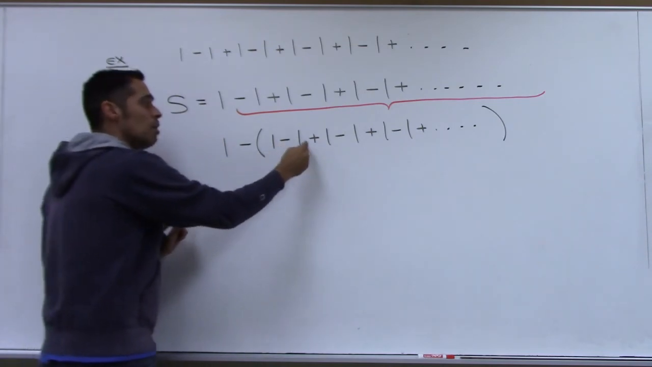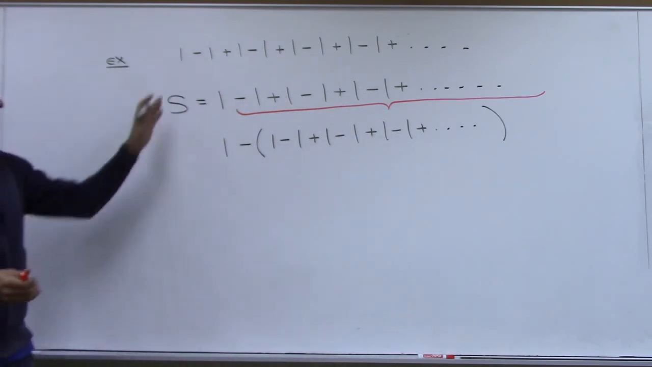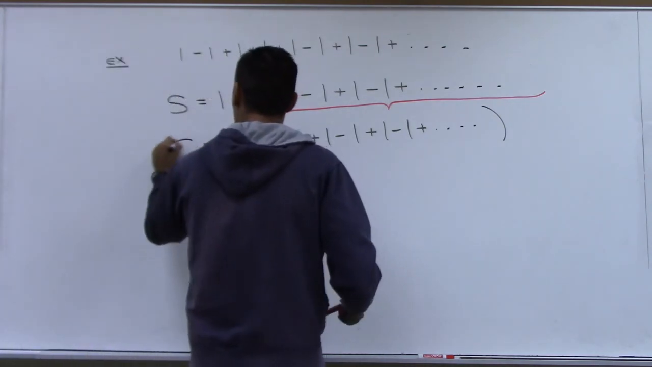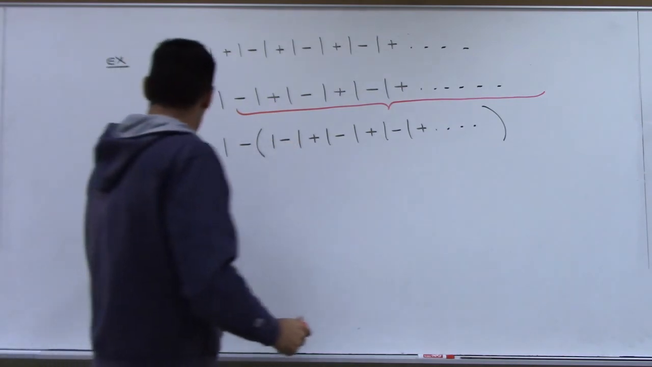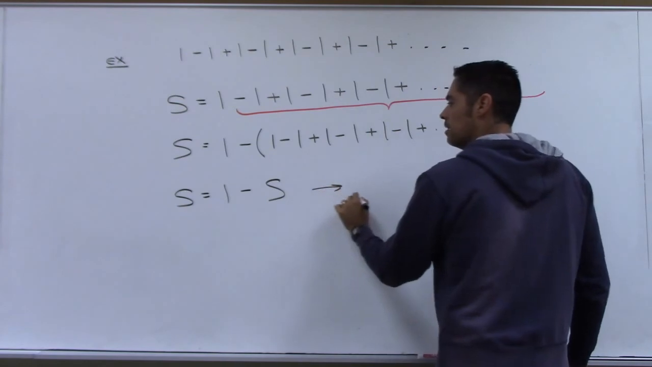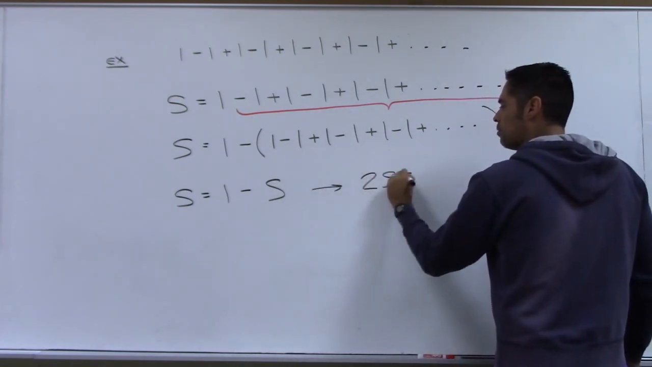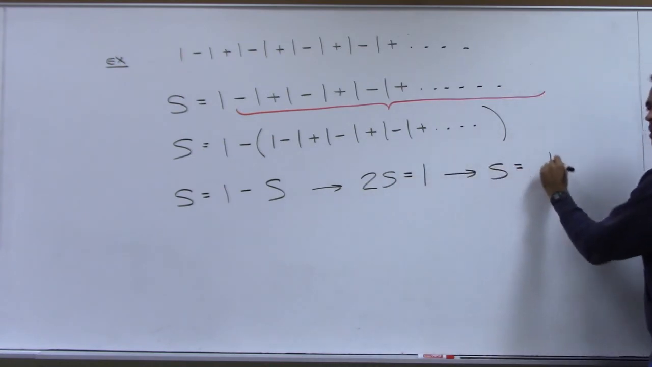But 1 minus 1 plus 1 minus 1 plus 1 is S, right? Isn't it? So what I'm saying is that S equals 1 minus S. Which means that, move the S to the other side, 2S equals 1. Which means that S equals 1/2.